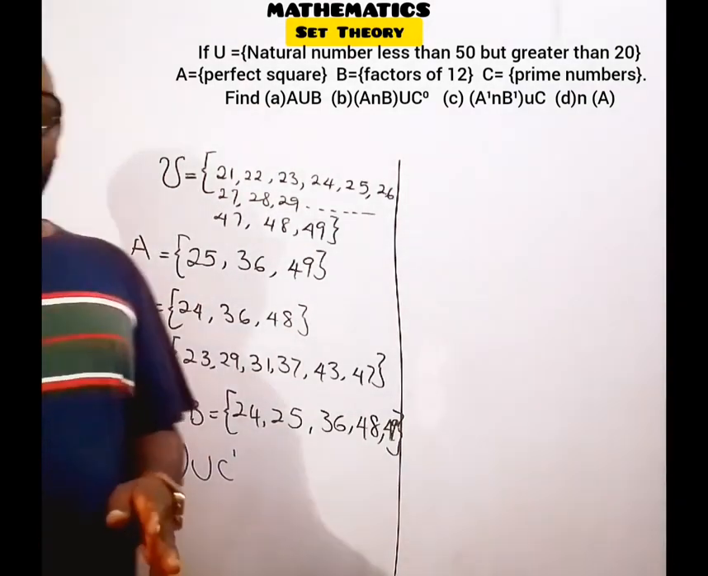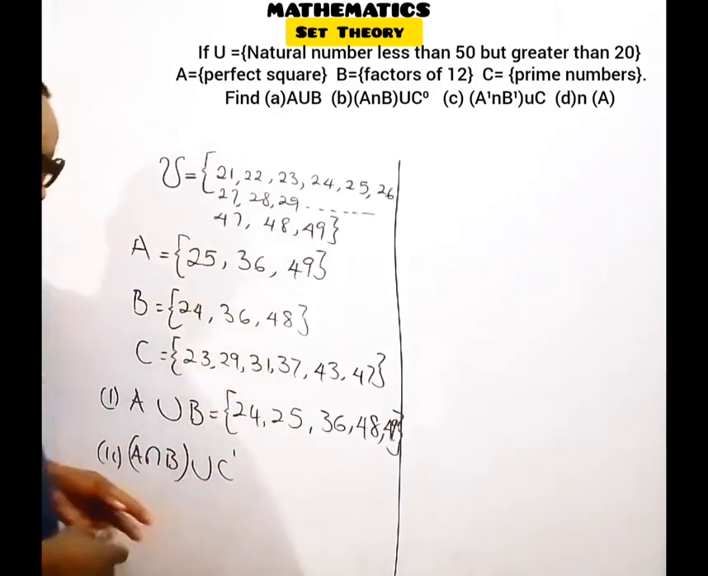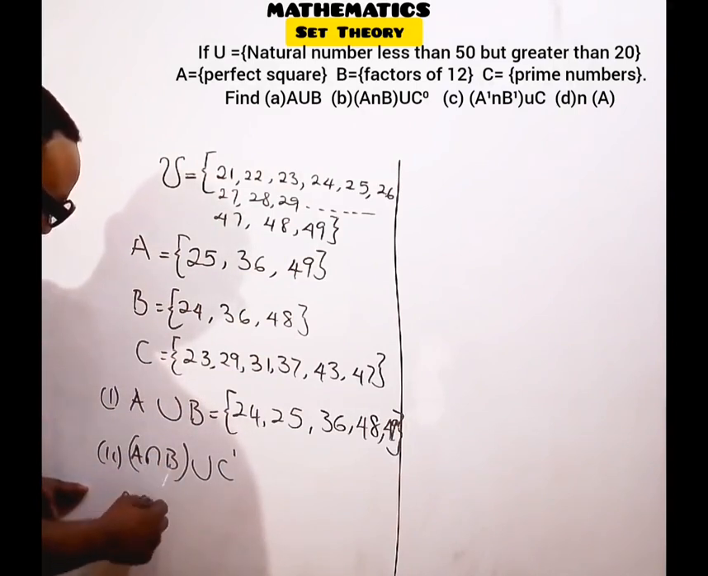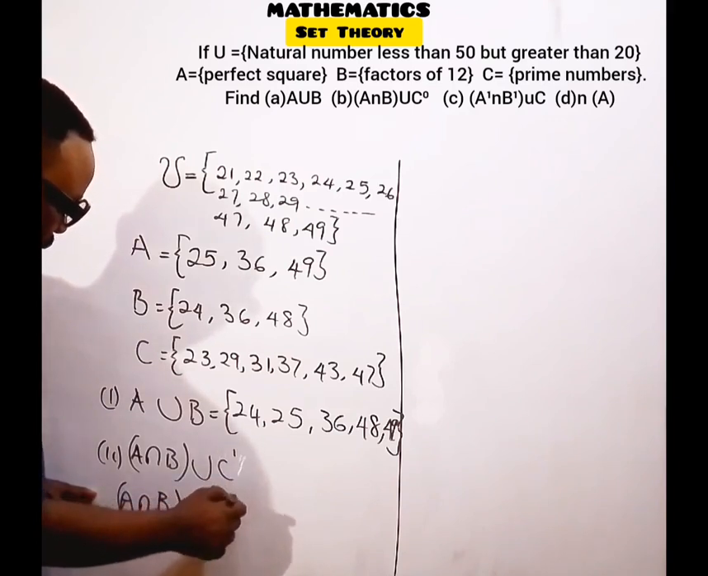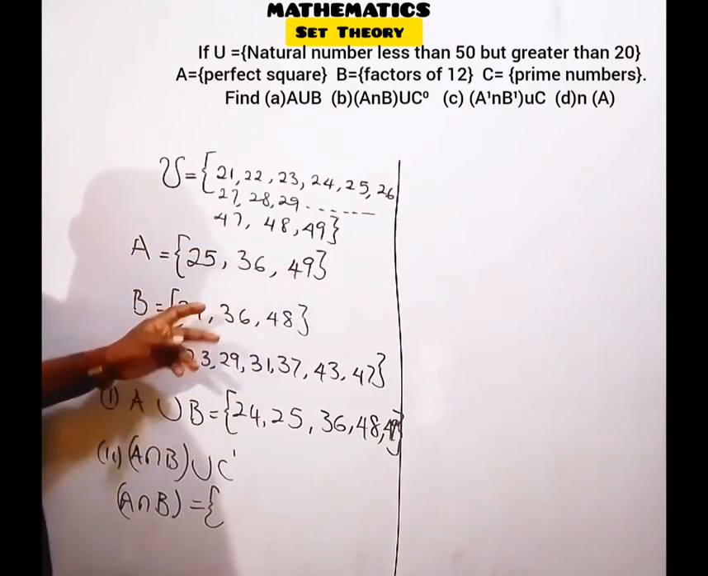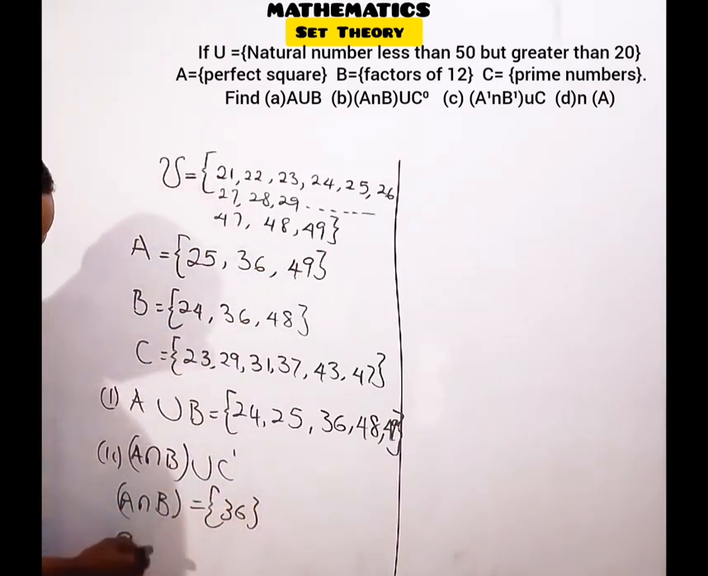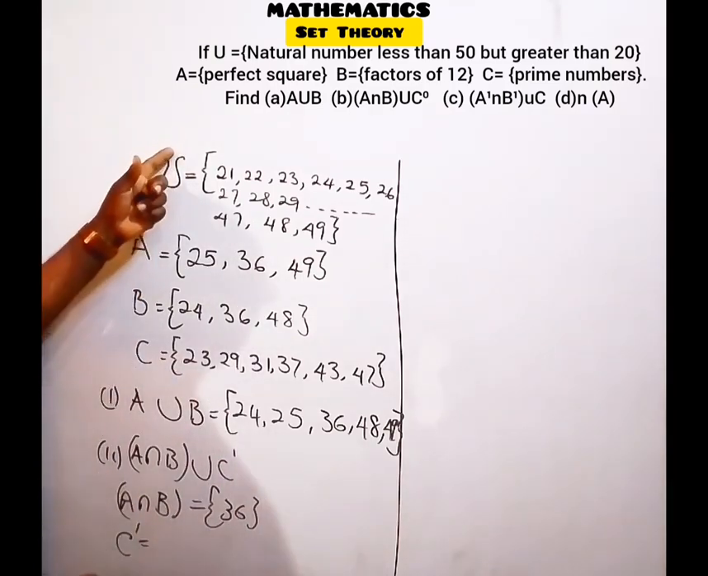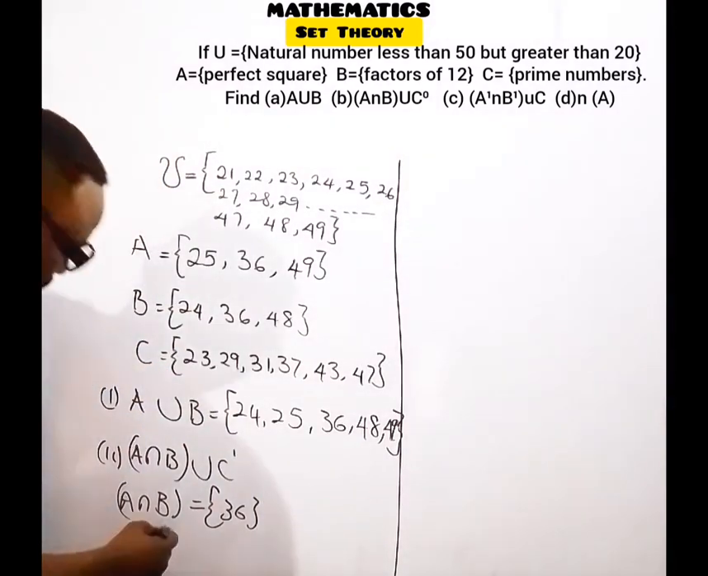As we have been doing in our earlier questions, let's first of all find the value of A intersection B. What are the values common to these two sets? We have only 36. Now, C complement are the values that are inside the universal set but not in set C itself.